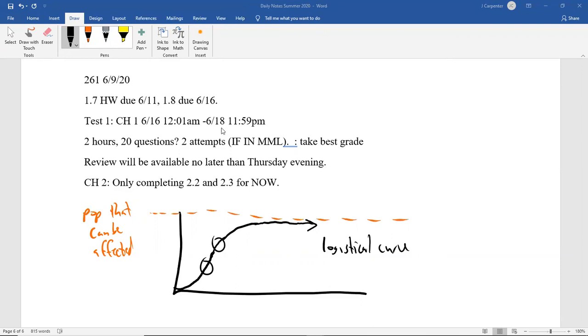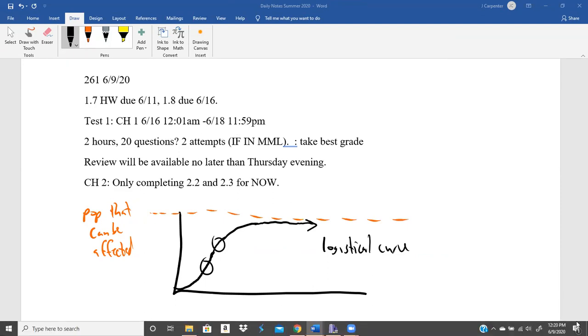So please, please pay attention. Pay attention to the times of availability, 3 entire days. We will still have regular class on the 16th.